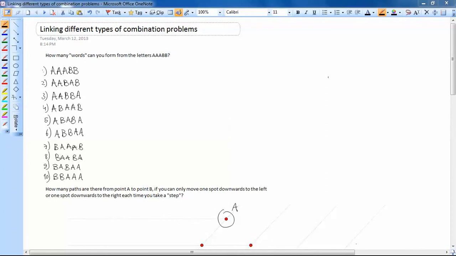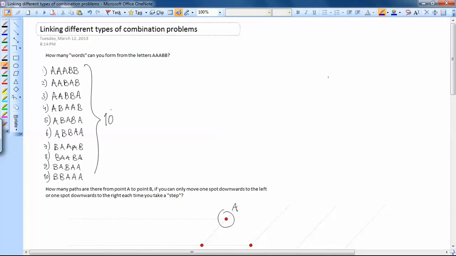So one of the types of problems is how many different words can you form if I give you a bunch of one letter and a bunch of another letter? And for what we're doing now, we're only limiting this to 2 letters at a time, 2 different types of letters. So I've already listed off all the ways. There are 10 of them. Now that doesn't really tell us much.